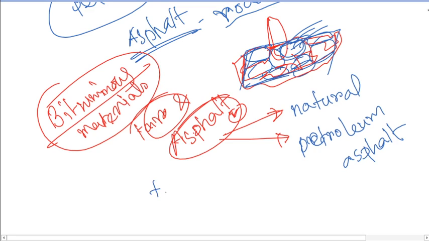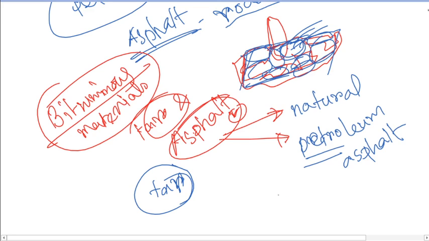In the case of tar, this can also be found by processing of petroleum, but tar does not occur in nature. I think all of you are well acquainted with tar. It does not occur in nature; rather it is obtained from processing, such as processing of coal, petroleum, oil, shale, wood, or other organic materials.